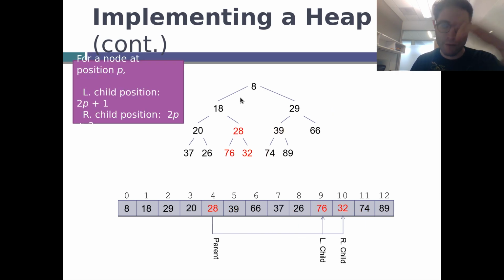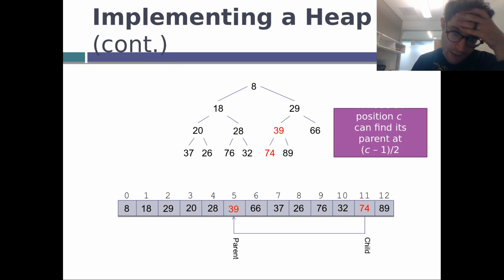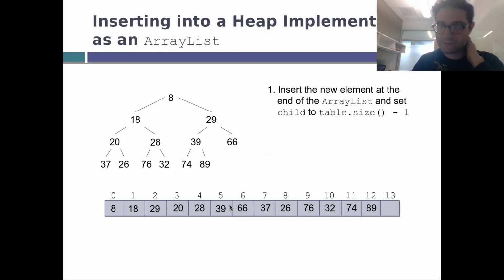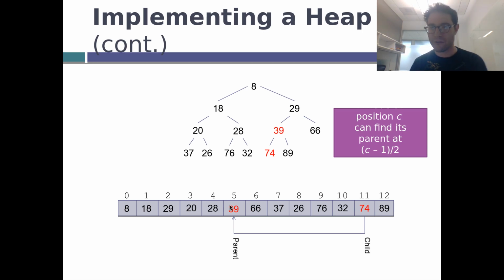Now the other way around, if I'm a child and I want to figure out my parent, if you're a child at position c, you can find your parent by taking your index, subtracting 1, and dividing by 2. So 74's parent is 39, and we know that because 11 minus 1 is 10, divided by 2 is 5. So my parent is at index 5. It's a fairly straightforward formula. It is one that you will see on the timed lab, so be sure to note that it's in the slides.